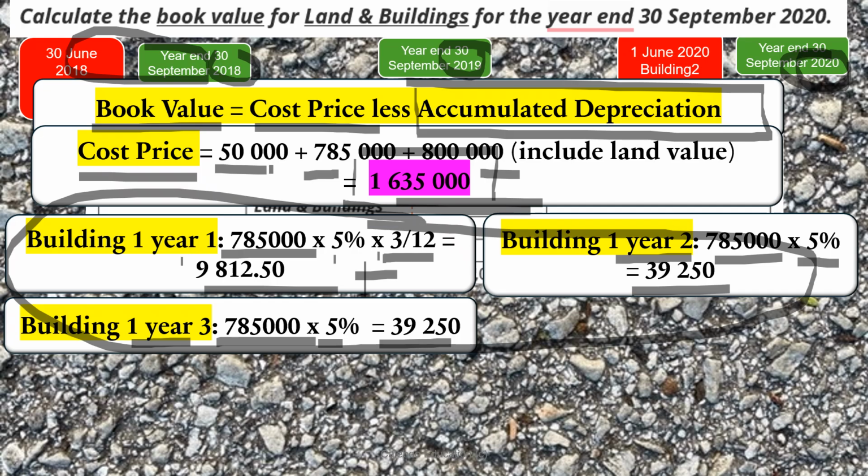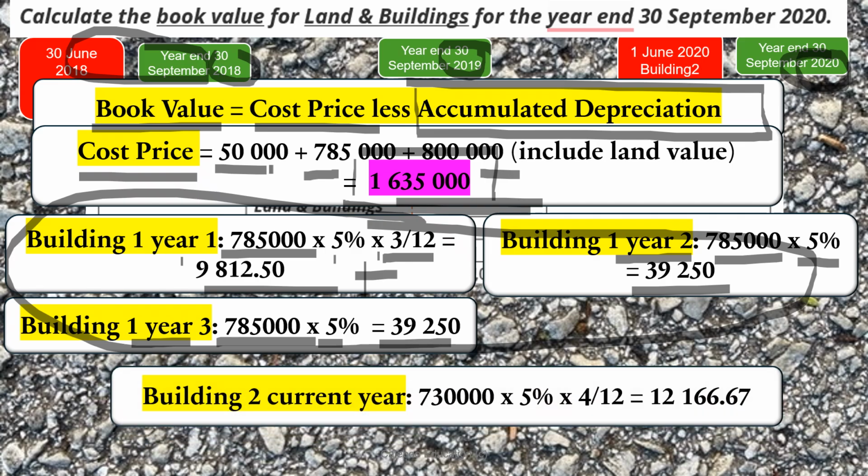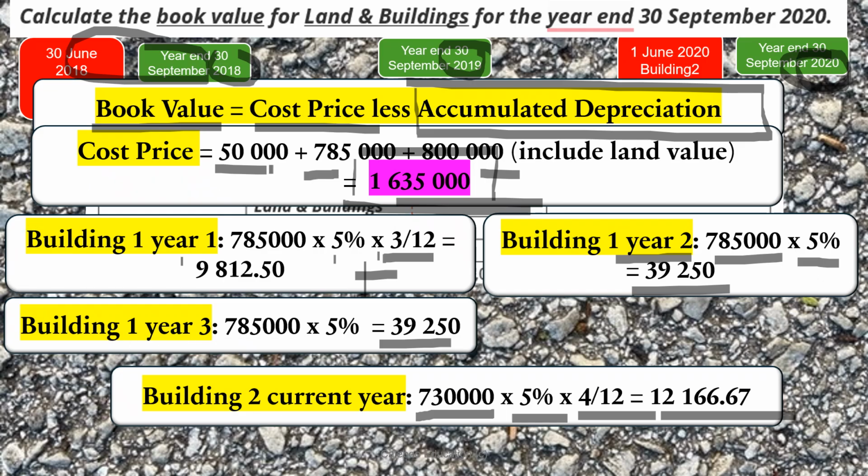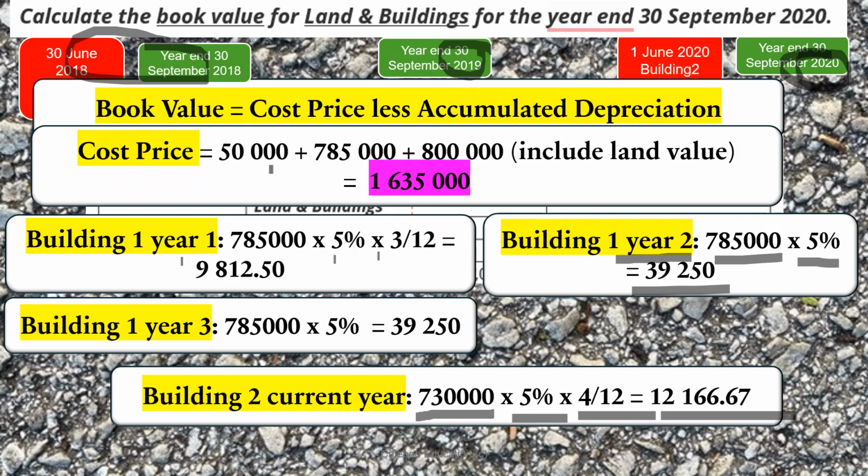But there was another building bought. And building 2, remember, 730,000, we took off the land amount, multiplied by 5%. They said land and buildings depreciated 5% per annum on the straight line method. We've had it for 4 months, and that is the amount. So now for the accumulated depreciation, we need to add up all the depreciation amounts to see what it is.